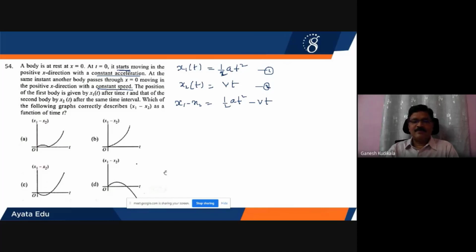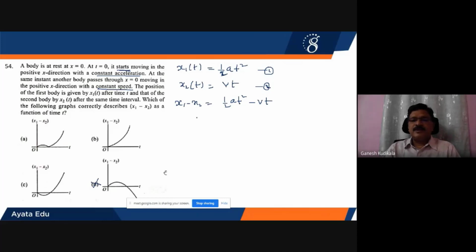We don't know. Moreover, if the coefficient of t square is negative, it is retardation, a downward curve. Since a is positive, definitely it is an upward curve. Therefore, I can eliminate the D option. Now I have to find out between the first, second, and third. Moreover, now that this equation has been there with us, let us see.